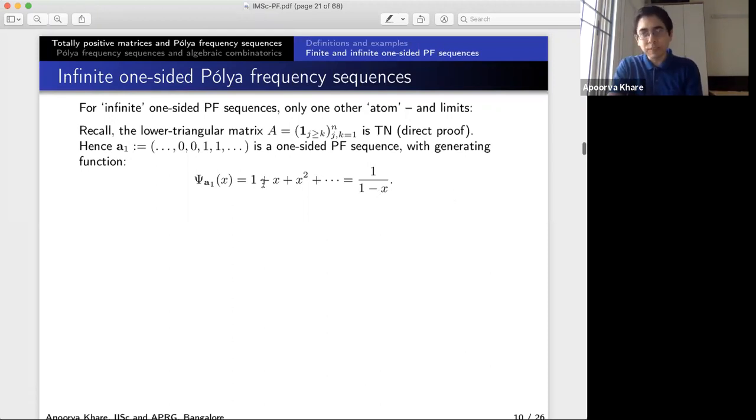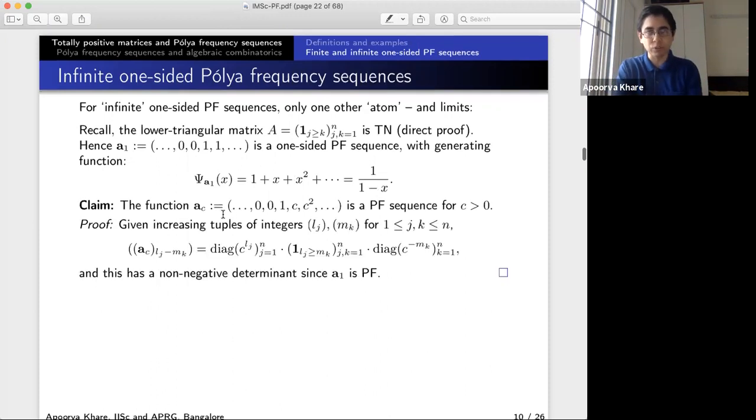Now what I can do is, if this is true, then I can claim the same holds for 1 plus cx plus c squared x squared plus so on. So 1 over 1 minus cx. Okay? And that is exactly by the same trick as the Gaussian. You pad by two diagonal matrices. Let me show you. So the claim is that this function, I call it A1 for a reason. This is AC. So 1, C, C squared, this geometric progression, is a PF sequence.